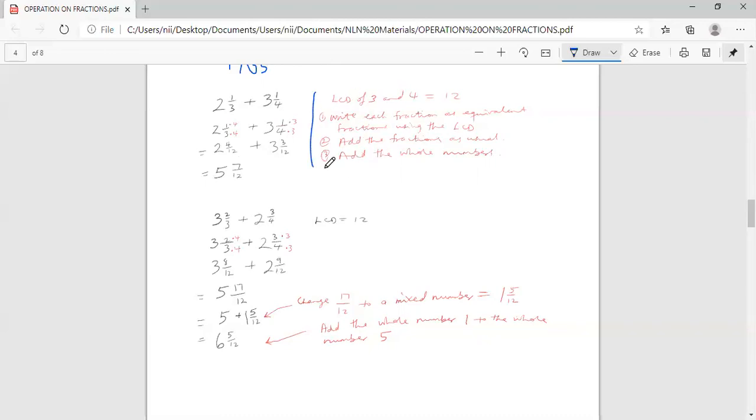So this is how you approach it using these steps. Find the LCD, write each fraction as an equivalent fraction using the LCD. Add the fractions as usual, just as we've done previously, and then add the whole numbers. Okay. So I hope this is helpful to you.